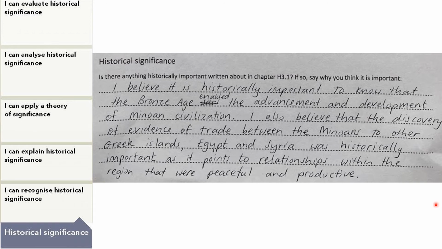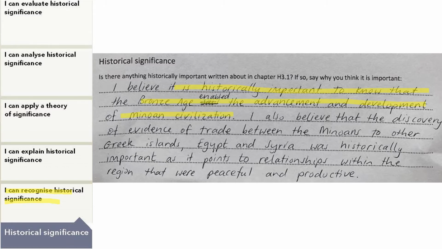Is there anything historically important? I've used importance and significance kind of interchangeably, I think, when it comes to these history skills. I believe it's historically important to know that the Bronze Age enabled the advancement and development of Minoan civilization. So yes, the student has recognised some historical significance. Awesome. So we can highlight that one, so that one's been done here, because there it is. It is historically important to know that the Bronze Age enabled advancement and development of Minoan civilization.